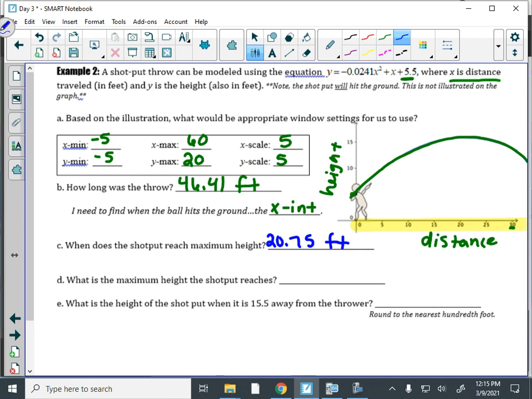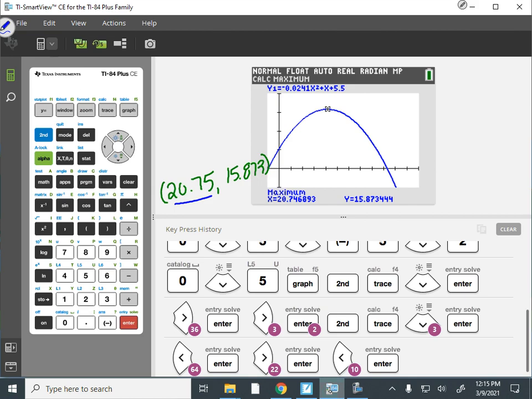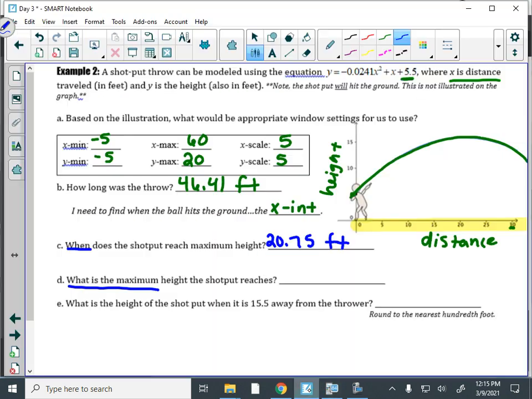Again, when you're asked when does it reach the maximum height, you're always looking at the x value of the vertex, or turning point. When you're asking what is the maximum height, that's the y value. And the y value is 15.873, or 15.87. Keep it consistent.